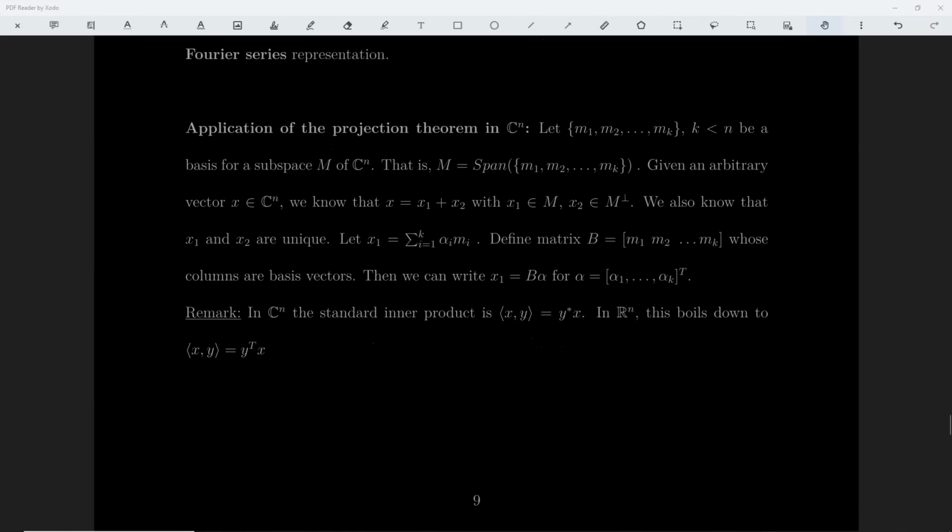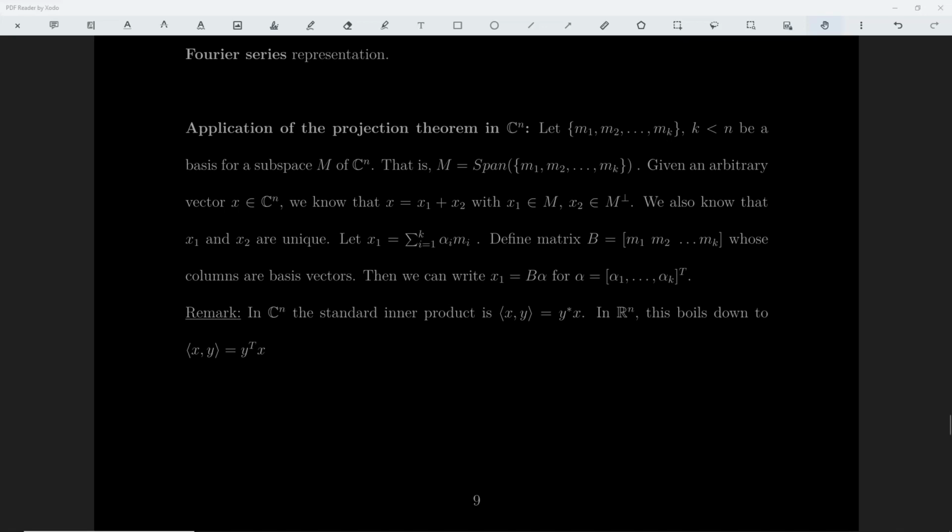And here we will consider our vector space Cn, so it is n-dimensional complex vectors, and let M1 to Mk be a basis for a subspace M of the Cn. That is M is equal to span M1 to Mk. And what we would like to do is that given an arbitrary vector X in Cn, we would like to find the point in our subspace that is close to that X.